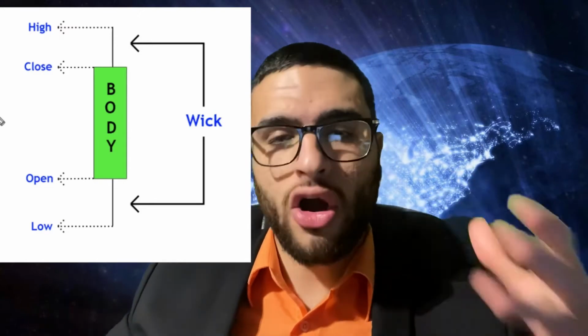Now, the order of events is hard to put together, other than the open and close, because we know that it opened at the beginning of the day and closed at the end of the day. But when did it reach the high? When did it reach the low? Did it first hit the low and then the high, or first the high and then the low? But this doesn't necessarily matter.